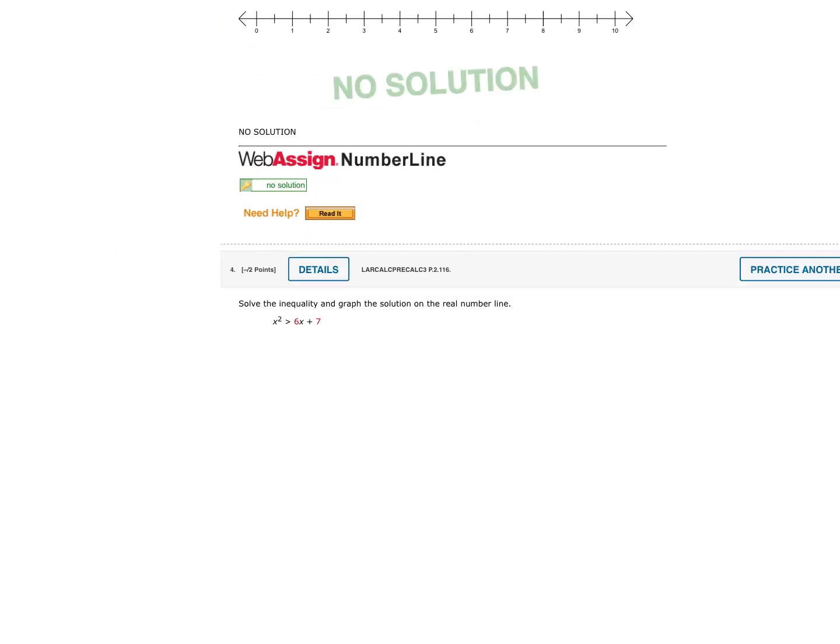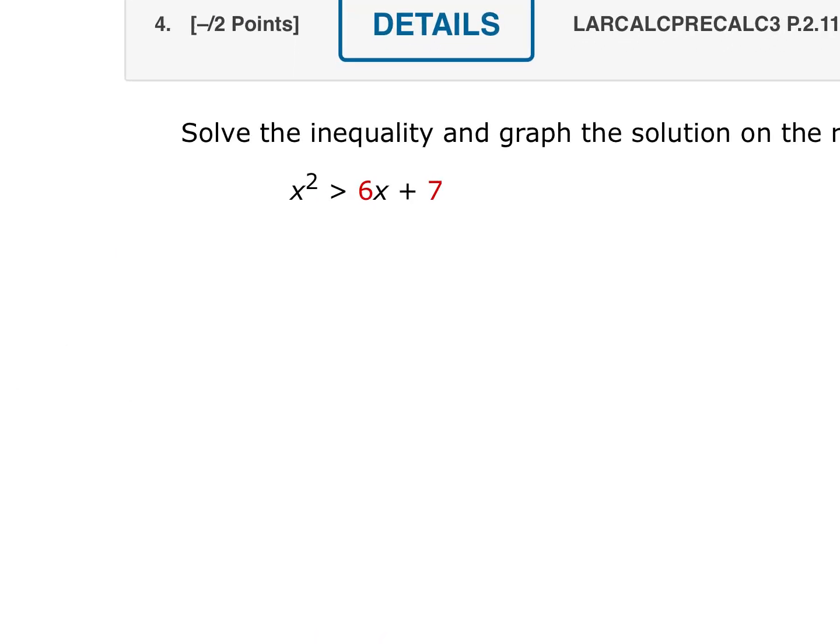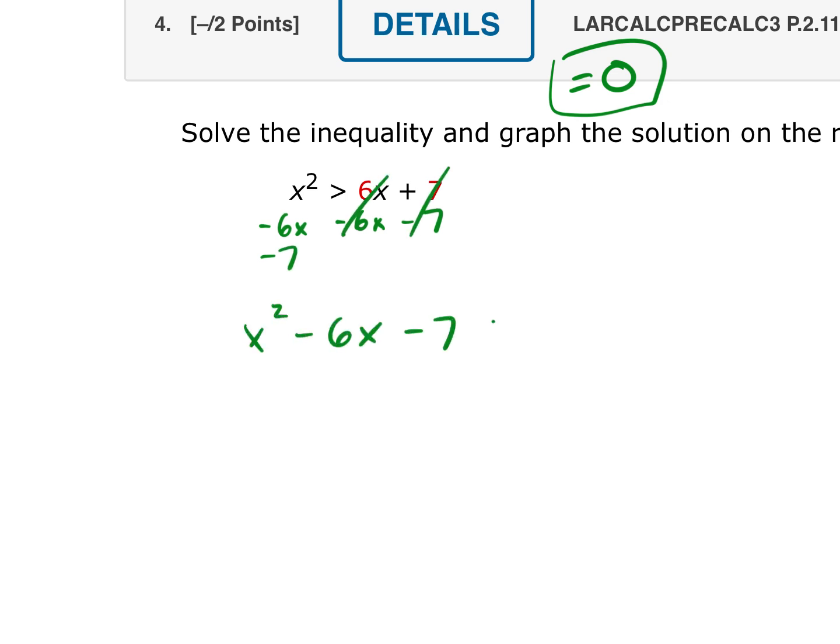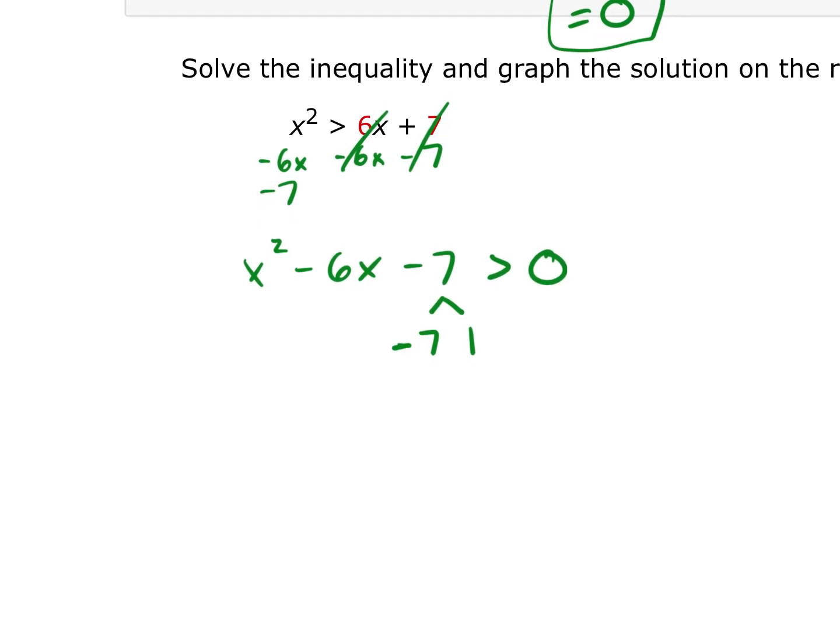Let's solve the inequality in number 4. So since it's an x squared and an x, we know we have to factor. So when we factor, we want it to be equal to 0. Here it's an inequality, so we just want 0 on one side. So we're going to subtract 6x and subtract 7 to move it to the other side. So x squared minus 6x minus 7 is greater than 0. Now we can factor. So what are 2 factors of negative 7 that add to negative 6? Negative 7 and 1. So x minus 7 and x plus 1. We'll just say equals 0 for now.